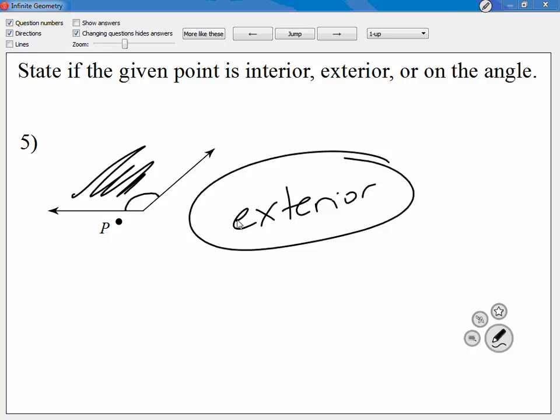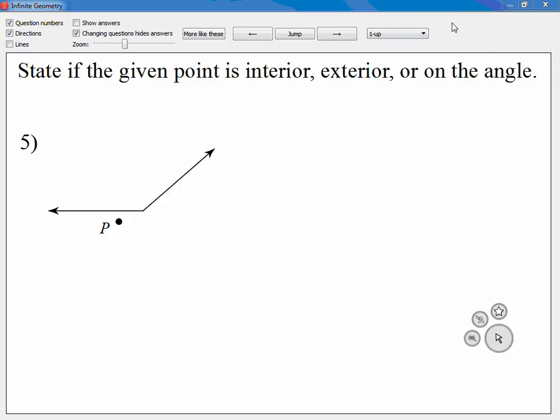It could also be on the angle. Any questions up until number 8? Number 9, I'll get to in a minute. Anything up until number 8? No? Let's take a look at question number 7. What do I get for 7? Interior, exterior, or on the angle? Interior, because there's the space in there. Anything in there is interior. So in this case, interior.